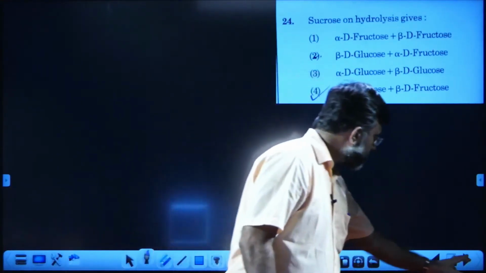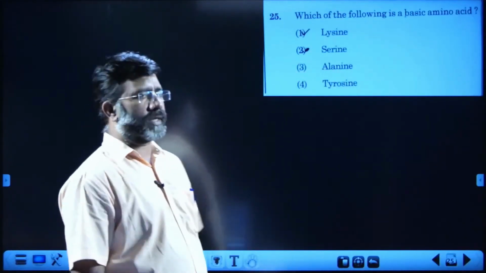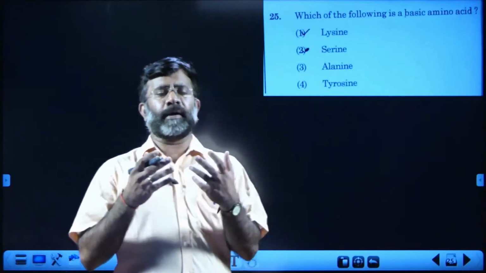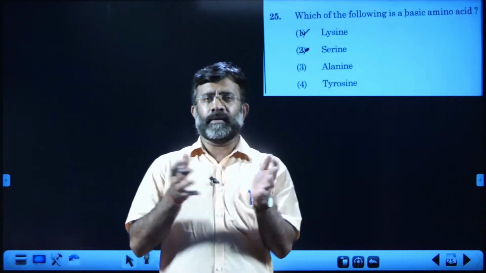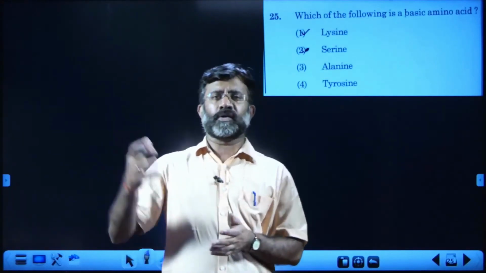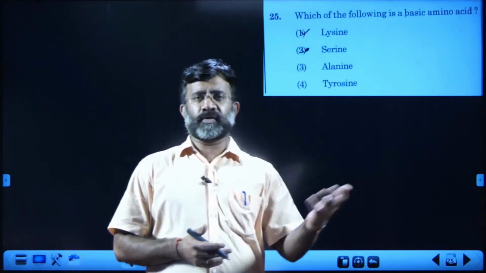Next one. 25. Which of the following is a basic amino acid? Basic means the number of NH2 will be greater. When the number of NH2 and COOH are equal, that is a neutral one. When the COOH is greater, it is an acidic amino acid. When the NH2 group is greater, it is a basic amino acid.